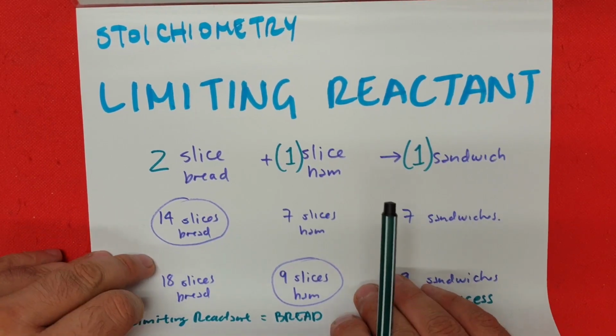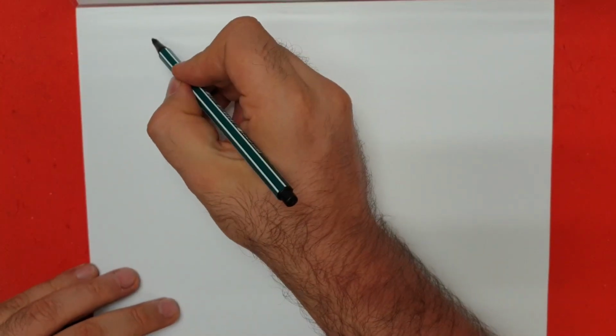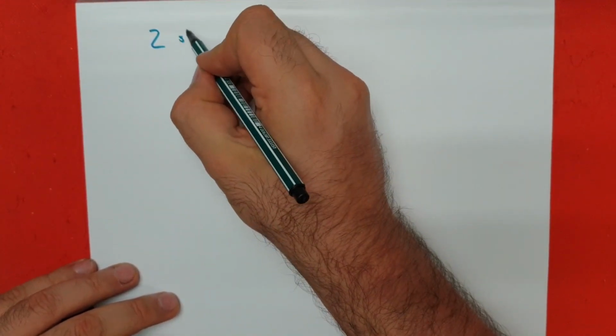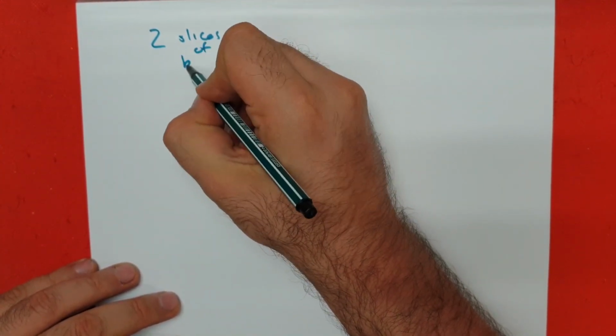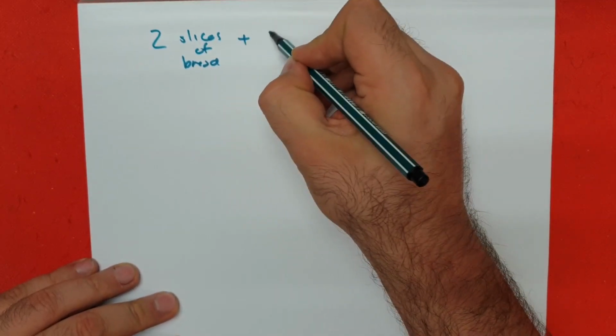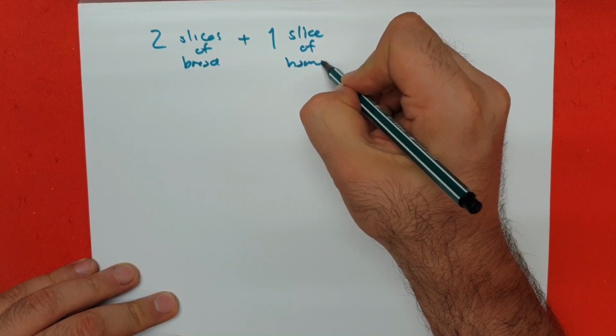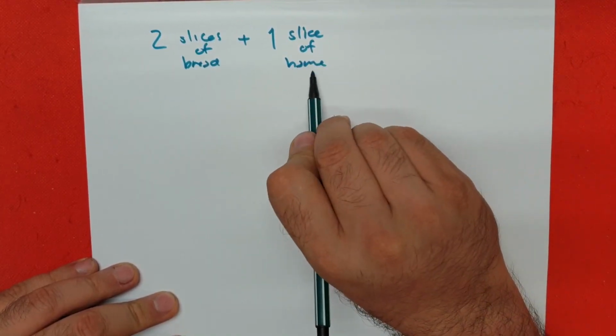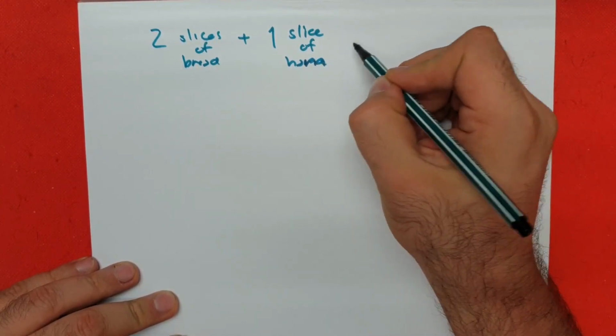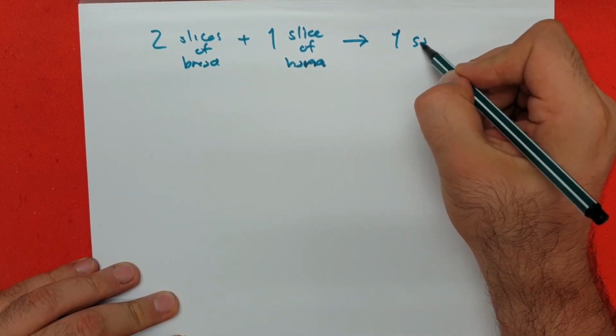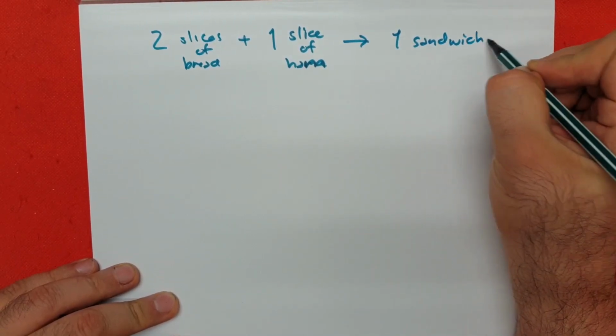If we want to make it a little bit more complicated, let's use that same reaction that we created with the slices of ham. So 2 slices of bread plus 1 slice of ham is going to produce 1 sandwich, right?